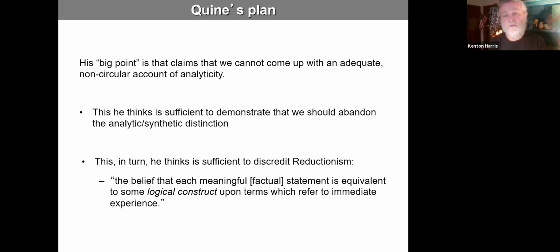This, in turn, he thinks, is sufficient to discredit reductionism, the belief that each meaningful, factual statement is equivalent to some logical construct upon terms which refer to immediate experience. So he thinks that if analyticity cannot be understood in a non-circular way, that is sufficient to demonstrate the illegitimacy of the distinction between analytic and synthetic sentences. And that, in turn, is sufficient to discredit reductionism.